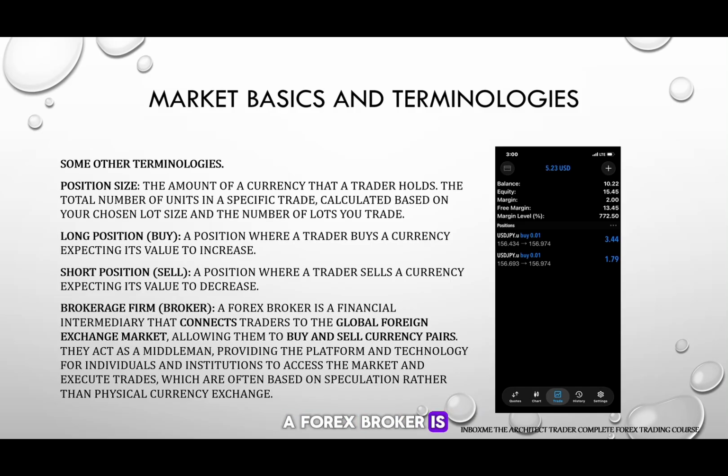So a forex broker is a financial intermediary that connects traders to the global foreign exchange market, allowing them to buy and sell currency pairs. They act as a middleman, providing the platform and technology for individuals and institutions to access the market and execute trades, which are often based on speculation rather than physical currency exchange. Right? That's the work of a broker. Do you see this screenshot here? If there were no brokers, I would not have been able to trade like this. So the brokers just allow us to be able to trade.